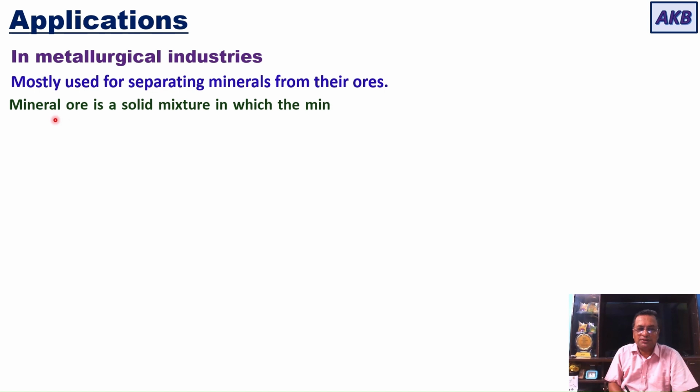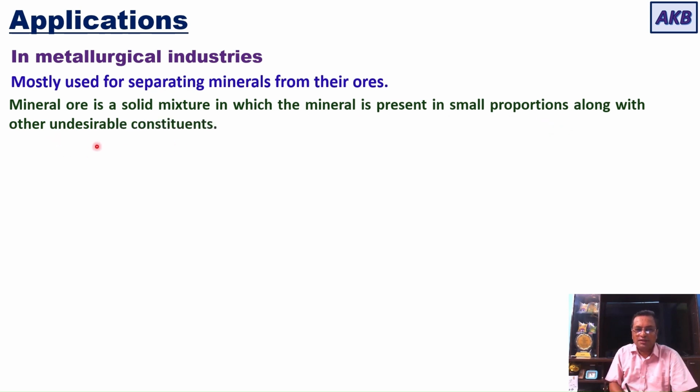So mineral ore, what is this? This is a solid mixture in which the mineral is present in small proportions along with other undesirable constituents. The mineral is to be separated, and we are going to do that by using leaching, but it is surrounded by other undesirable constituents. So the mineral, that is the desirable material that is to be separated, is present along with other undesirable constituents, and we have to separate this mineral from the ore, and for that leaching is used.